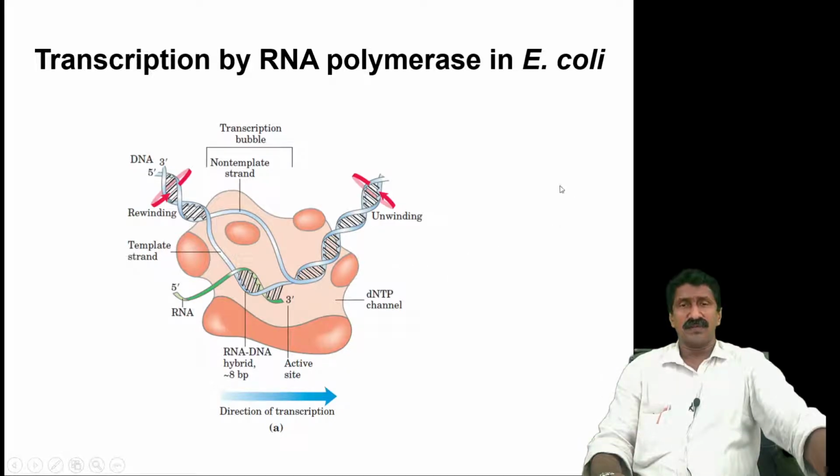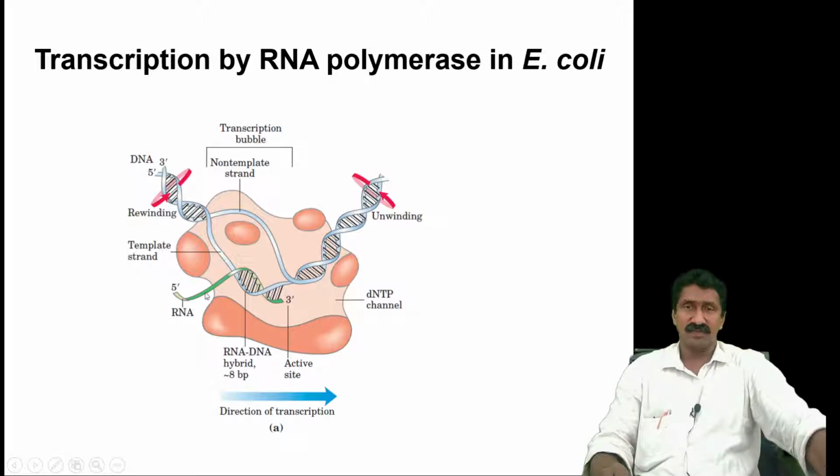Now, when we come to transcription by the RNA polymerase in E. coli, we have a transcription bubble that is created here. Here it is the DNA, and this is the template strand. This is the non-template or sense strand, which is present here. This is the antisense or template strand, using which the RNA transcript is actually produced.